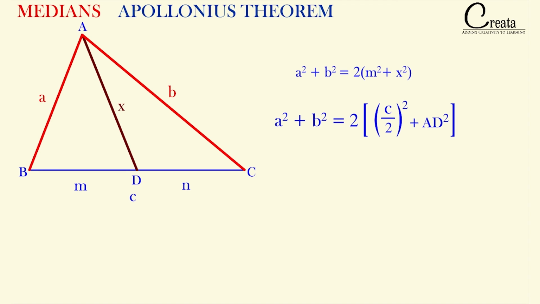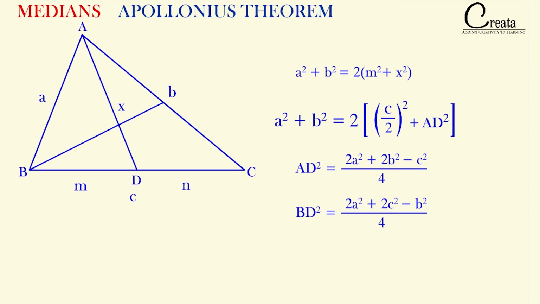So let's move further. Our next relation will be based on the Apollonius theorem only. Let's find the value of AD square from this relation. We got AD square is equal to (2A square plus 2B square minus C square) upon 4. Similarly, we can say BE square, that is this median, will be equal to (2A square plus 2C square minus B square) upon 4. Okay, same formula we have used. Similarly, we can say CF square is equal to (2C square plus 2B square minus A square) upon 4.